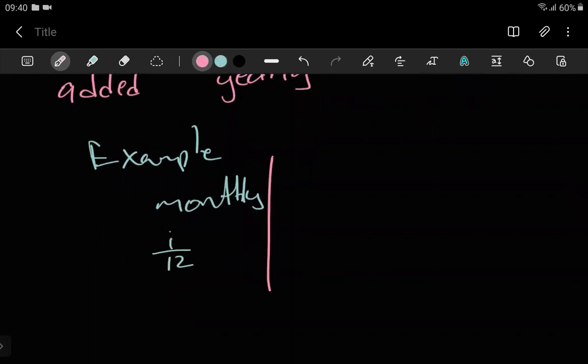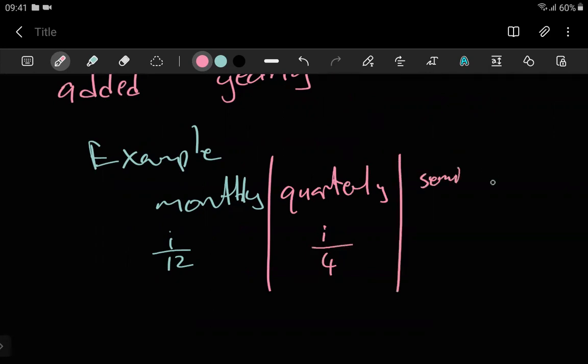If it is compounded quarterly, then I will be over 4. If it is compounded semi-yearly, for example, then I will be over 2. Whatever the interest is, it depends what they ask you for. But if they don't tell you it's monthly, quarterly, or semi-yearly, you divide it by 100. This is in addition to dividing by 100.